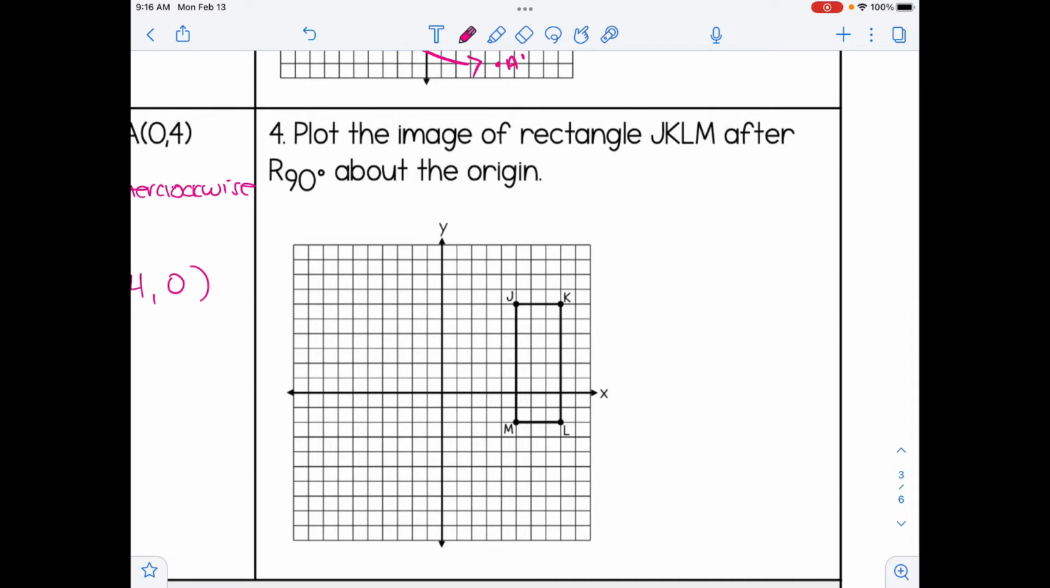So I'm just going to quickly jot down what those points are in the pre-image first. It looks like J is (5, 6). So I know then that J prime, we're going to negate the y value and switch. That gives me (-6, 5), and I'm going to plot that. If I look at K, K is (8, 6). If I negate the y value and switch, I get (-6, 8).